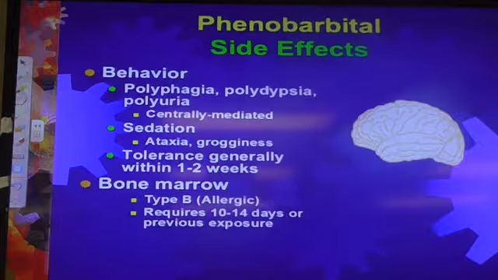First of all, these anticonvulsants are sedating. The whole point of them is to suppress the neurons. And so sedation and clinical signs of sedation, whether it's ataxia or grogginess, are side effects of most of these anticonvulsants, some worse than others, and phenobarbital ranks right up there. Now the body tends to develop tolerance to those side effects, generally within 1 to 2 weeks.